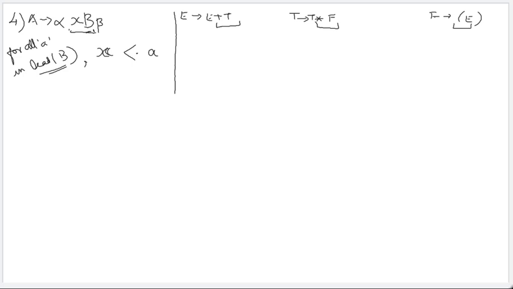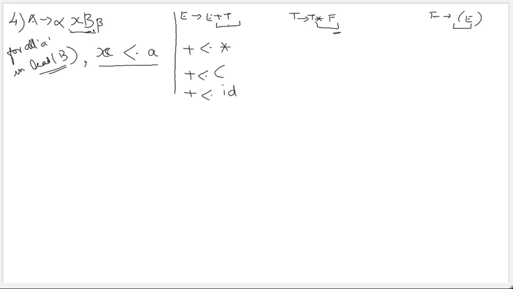Okay. So what is the lead value of capital T? The lead value of capital T is star, open bracket and ID. So as per the rule, the terminal has lesser precedence over all these values. The terminal is having lesser precedence over this value.